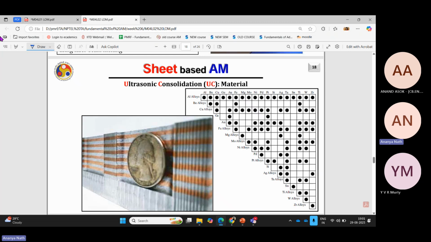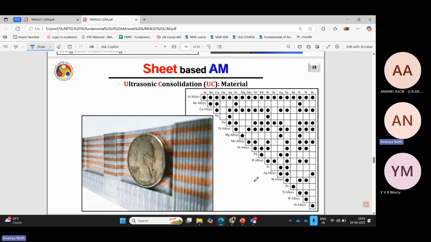So that's why it's very difficult to control the process. But here the metal is not getting melted. It's just diffusion bonding. So you can take any metal and join them together at a very low cost. It's interesting that you are printing metals, different dissimilar metals, at a very low cost. From that point of view, ultrasonic consolidation is a very, very cheap process. But in general, compared to other sheet lamination processes, it's the costliest one.